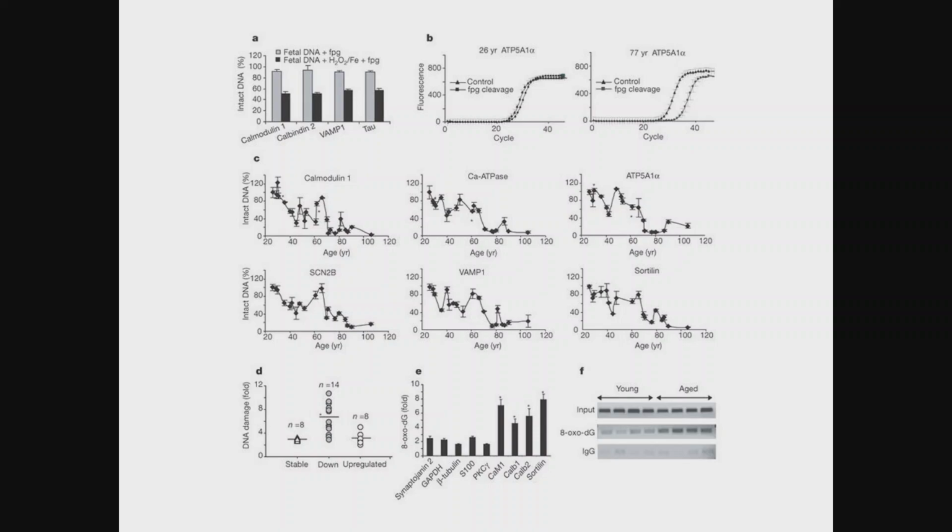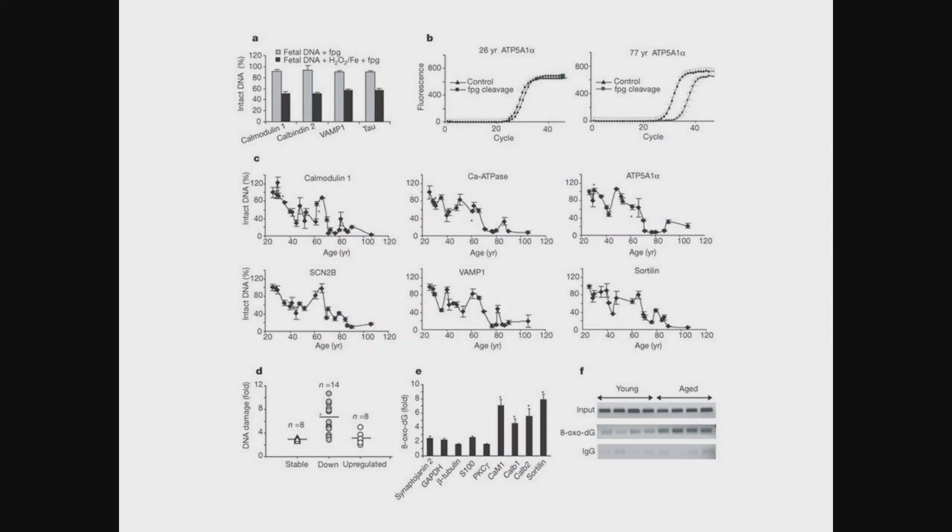But then if we compare the same gene in a 77-year-old, we see that this is severely delayed, right? We have much less intact DNA. The DNA is damaged in these older samples. And they measured various genes, and they saw that this was happening for all of them. And also, we can measure with antibodies how much of this 8-oxo-deoxyguanosine we have, and we have a huge increase. So as we get older, our brain accumulates this kind of damage, and this kind of damage, at the end of the day, can affect the polymerase activity or can change the gene sequence, right?